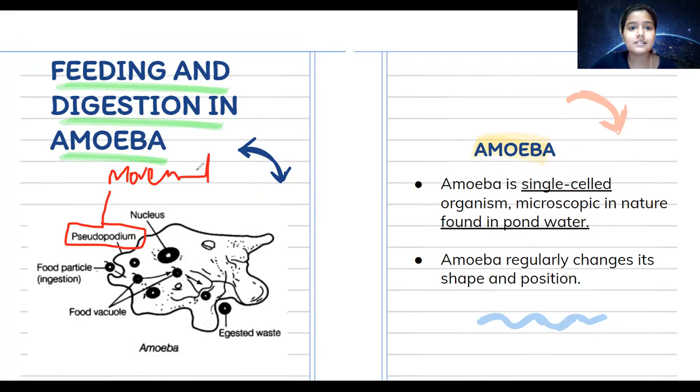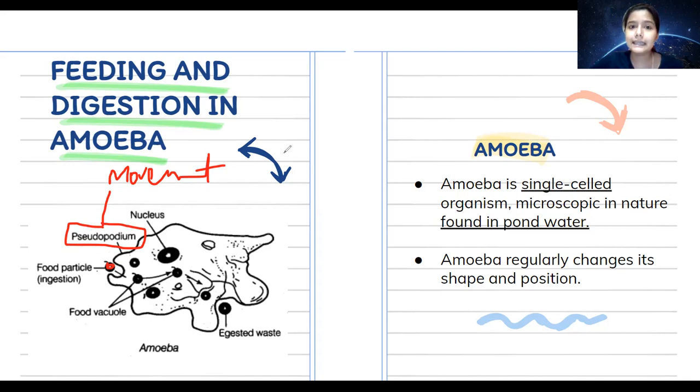Suppose we have a food particle in front of the amoeba. Imagine this is a food particle. The pseudopodia will move around the food particle slowly, and then it will engulf the particle. It will take the particle inside. A food vacuole will be formed. Some enzymes will act upon it, break down the food, and utilize the food. After utilizing the food, we know what we do with the undigested food and the food which is not required by the body. We throw it away, right? Excretion.